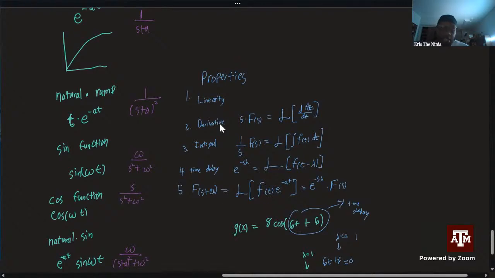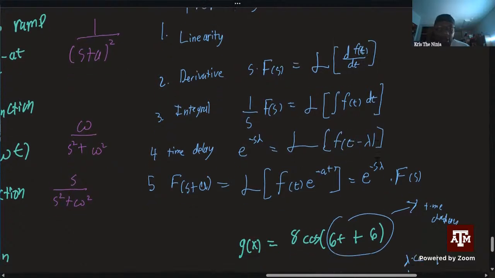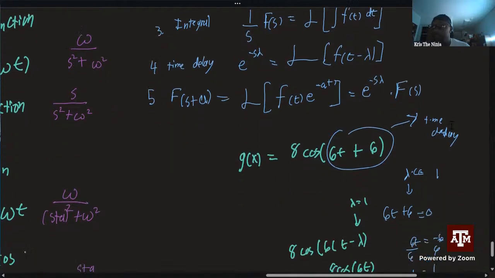Like if it's a line, it's going to be a line anyway. Derivative, you have s times F of s. Integral, 1 over s times F of s. Time delay, you have negative s times lambda, where lambda can be found through the Laplace transform of f of t minus lambda. And then you have F of s plus a that breaks down to this, and you essentially just have this function here times F of s.